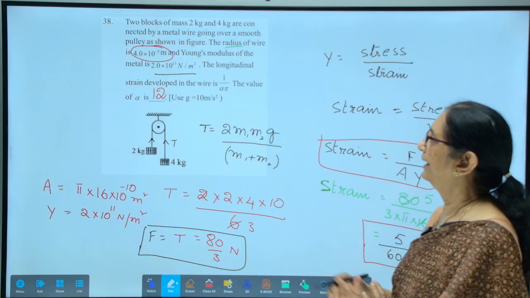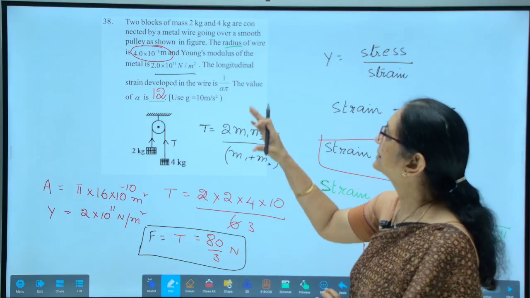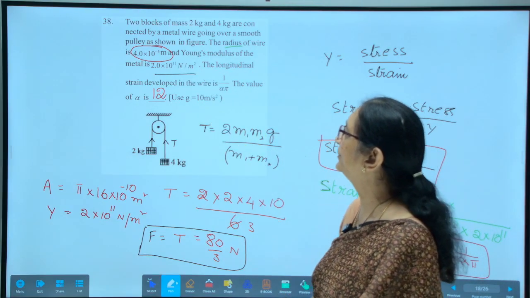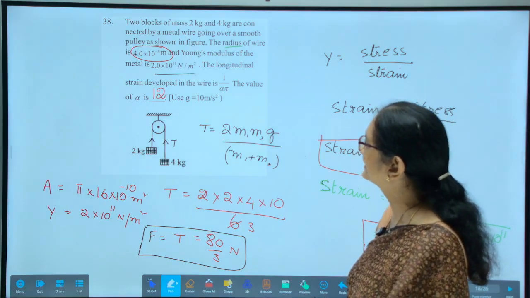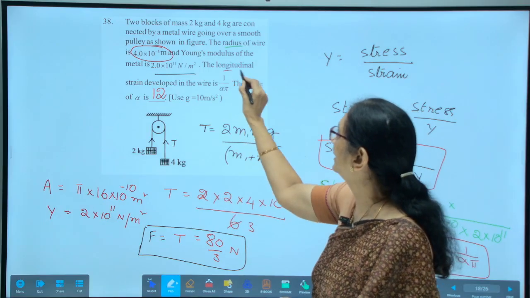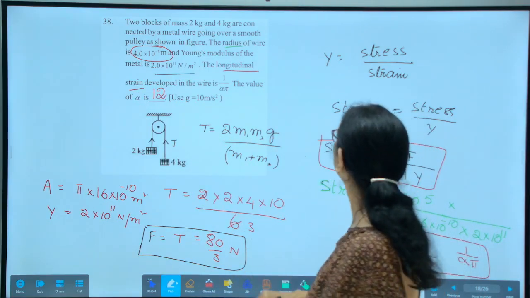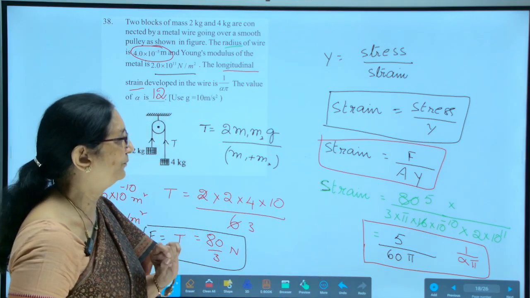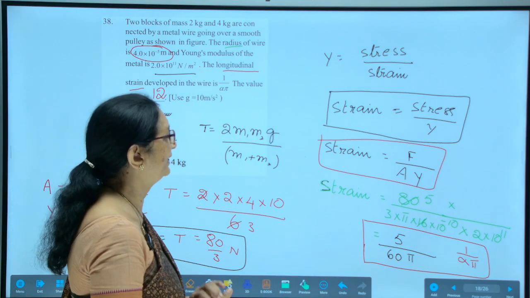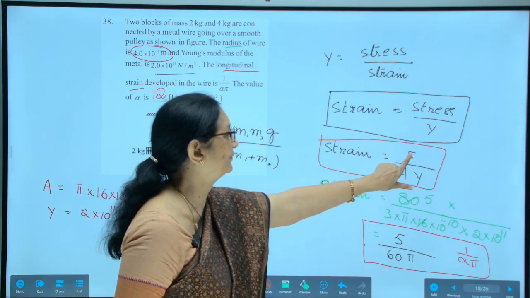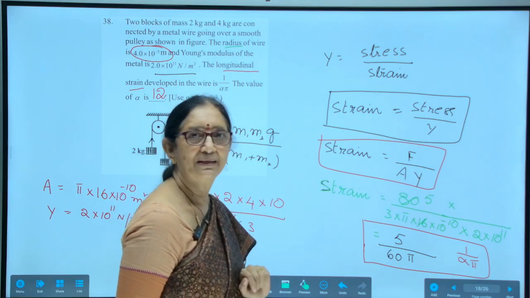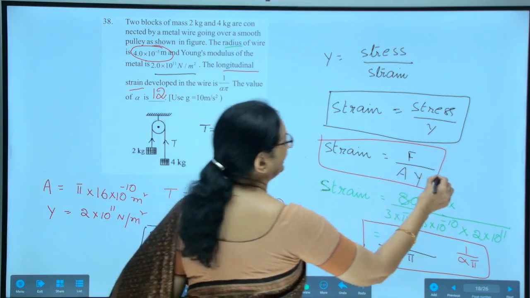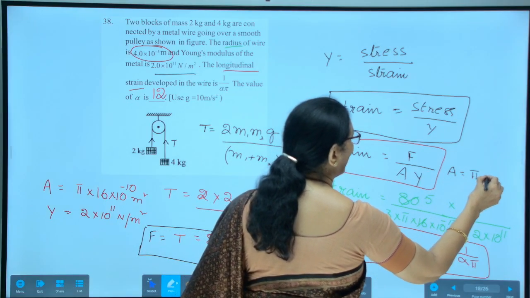Look here, a similar kind of problem we have already seen. Two blocks of masses are arranged as shown. The radius of the wire is given as 4 into 10 power minus 4 meters. Young's modulus is given. You are supposed to find the longitudinal strain. Once again, as we have just seen, strain is equal to stress by Y. So you need to find the stress. Stress is equal to F by A. Here the radius is given, so we can find the area using the formula pi r square.